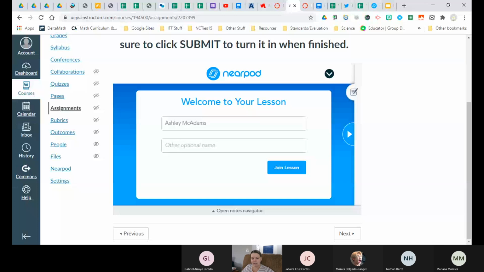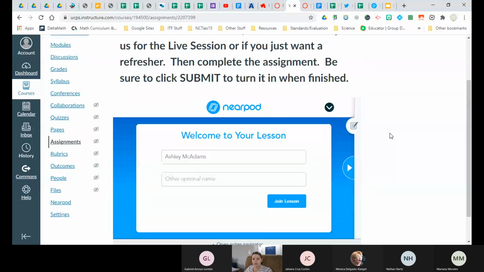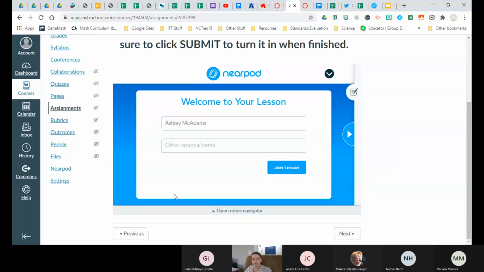Let's take a look at your assignment for today. So for today, your assignment's going to be a little bit different. I'm trying something different with you all today instead of just Google Slides. So if you've ever used or had an assignment in Nearpod, that is what we're going to do. It is actually embedded in your assignment page, so you don't have to click out of it unless you really want to.